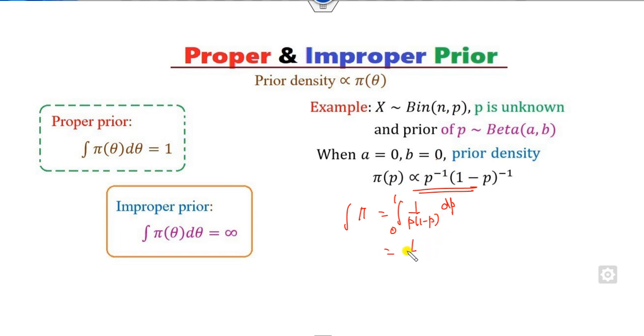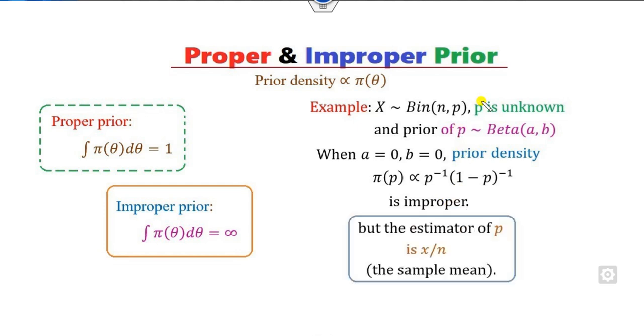No. Why? Because if you take this as a partial fraction, what is the integration of this from 0 to 1? This is a divergent series. The answer is infinite. So once it's infinite, it means it's an improper prior. Fine. So that's improper.